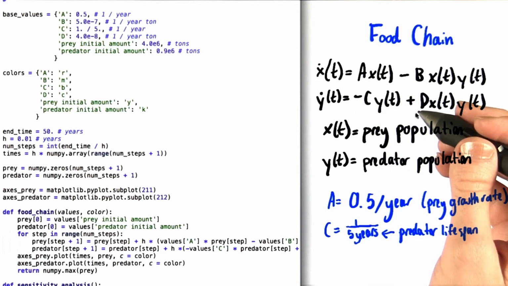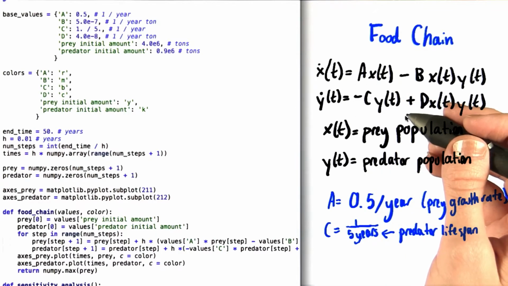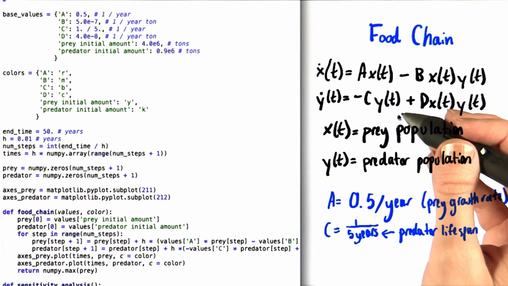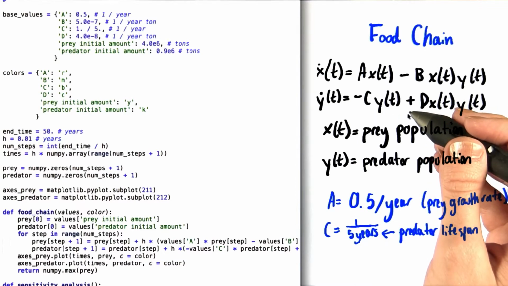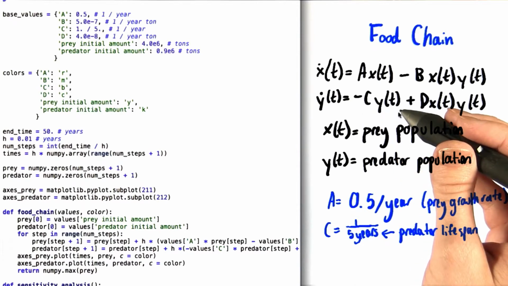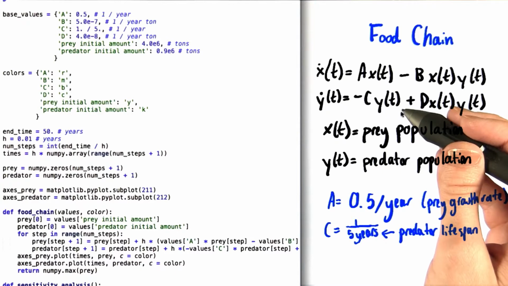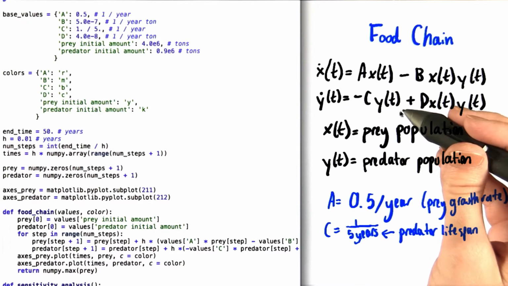Similarly, we told you that the predators have a fixed lifespan of 5 years. This means that the rate of change of the predator population will have a negative component that is also directly proportional to the total population at a given time. This matches this term right here, negative c times y of t.